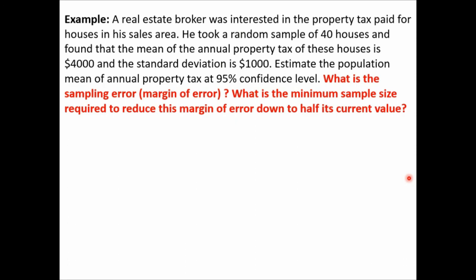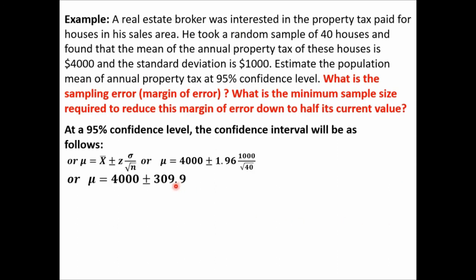In this case, if we follow the normal distribution approach, we will find that our estimation is 4,000 plus or minus 309.9. We are given X bar being 4,000. We are given the sigma or the standard deviation of the sample, which we will approximate as being the standard deviation of the population since the sample is large, of 1,000 divided by the square root of 40, and here is our estimation. The absolute value of the margin of error here is 309.9.